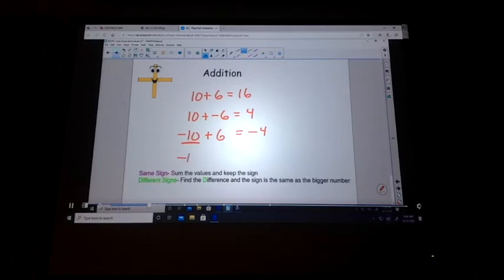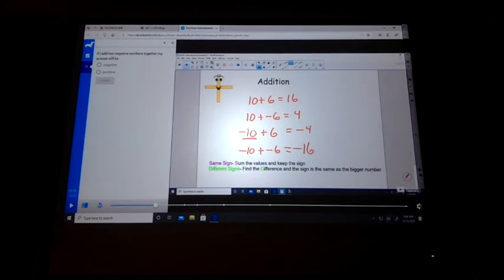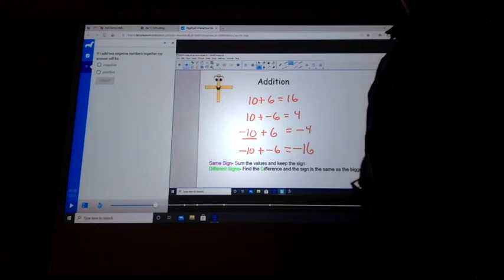And if I had them both be negative and I added them together, think of this as I'm buying something. So I see something that costs $10, I see something that costs $16 or $6, so I would owe $16. So those are just a few things to think about. Okay, it now stops. So if you were doing this video at home, you would have to answer the question before it allows you to move on. This is where your points start establishing.